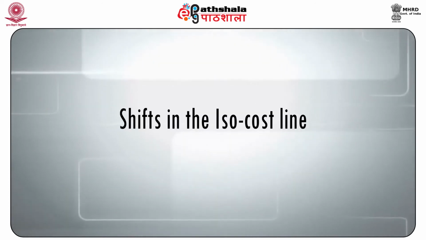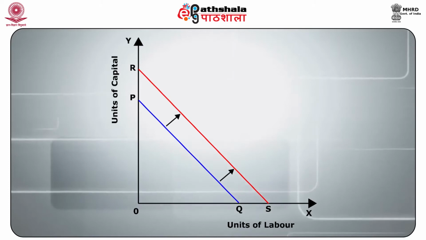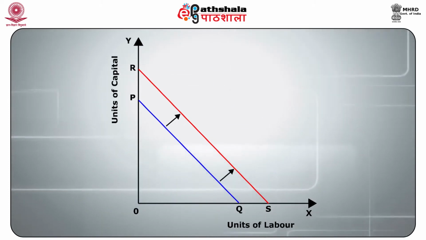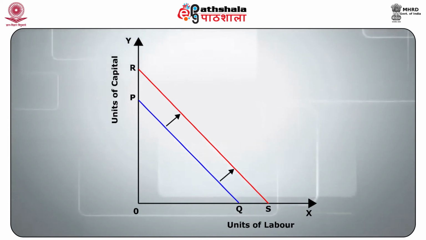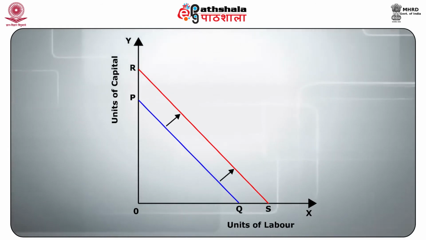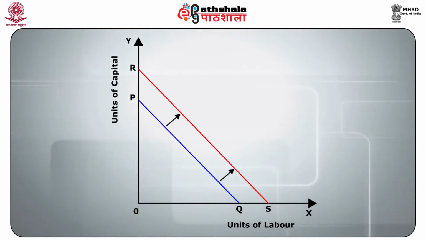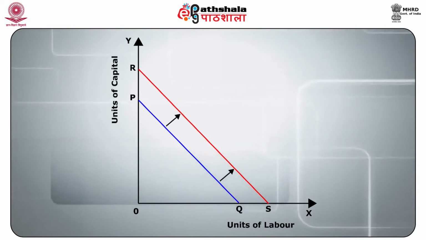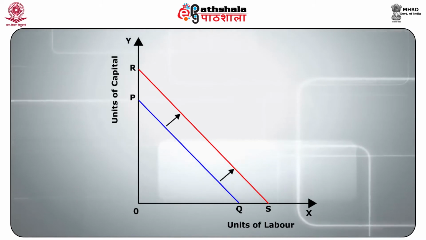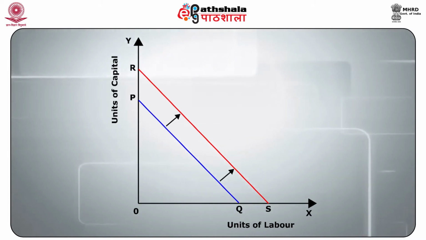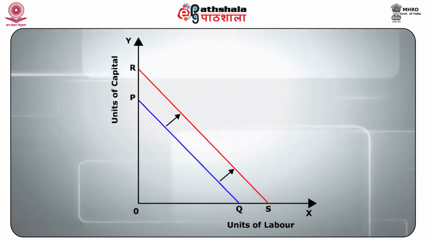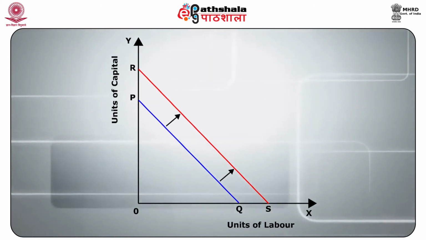Next, shifts in the iso-cost line. The iso-cost line depends upon total cost, or total money outlay, and the prices of the factors of production. If the amount of money that the firm spends on the factors increases, or the prices of both the factors decrease in the same proportion, or vice versa, then the iso-cost line shifts parallel outwards. The reason is that the firm can purchase more quantities of both the factors with the increase in the amount of money or a proportionate decrease in the prices of the two factors.